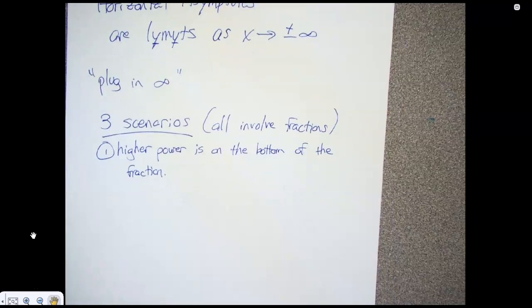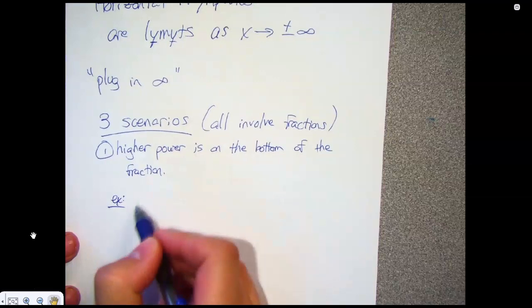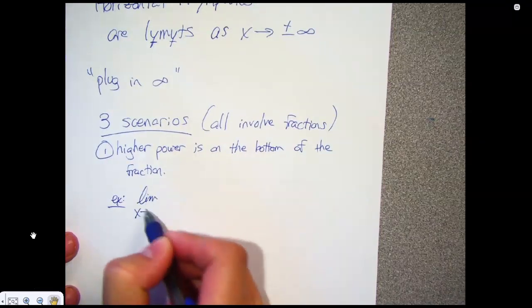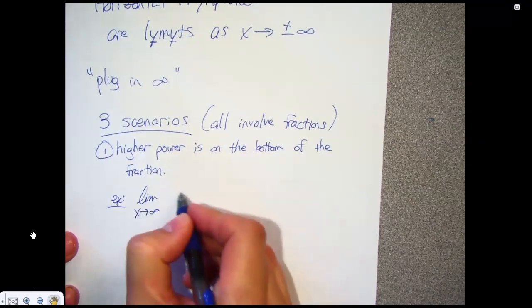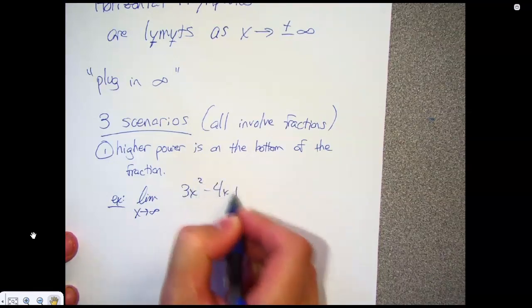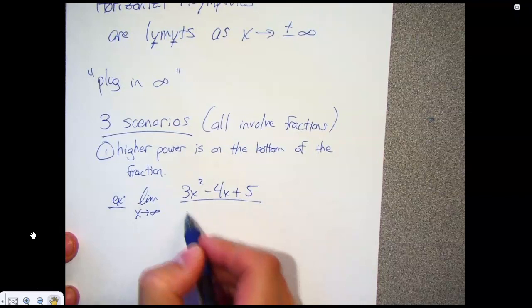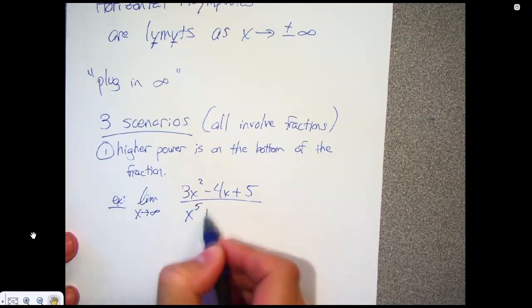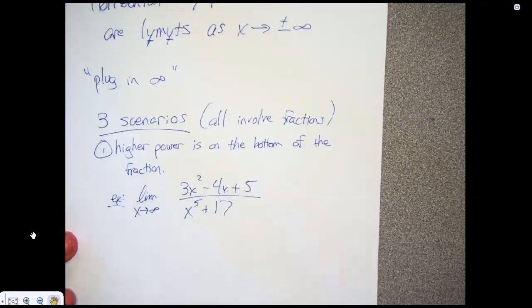So I want to kind of explain to you why this is going to work, and then I'll just tell you the rule, but I think you're more likely to remember the rule if I show you why. So let's say I said to you, find the limit as x approaches infinity of 3x squared minus 4x plus 5 over x to the 5th plus 17.